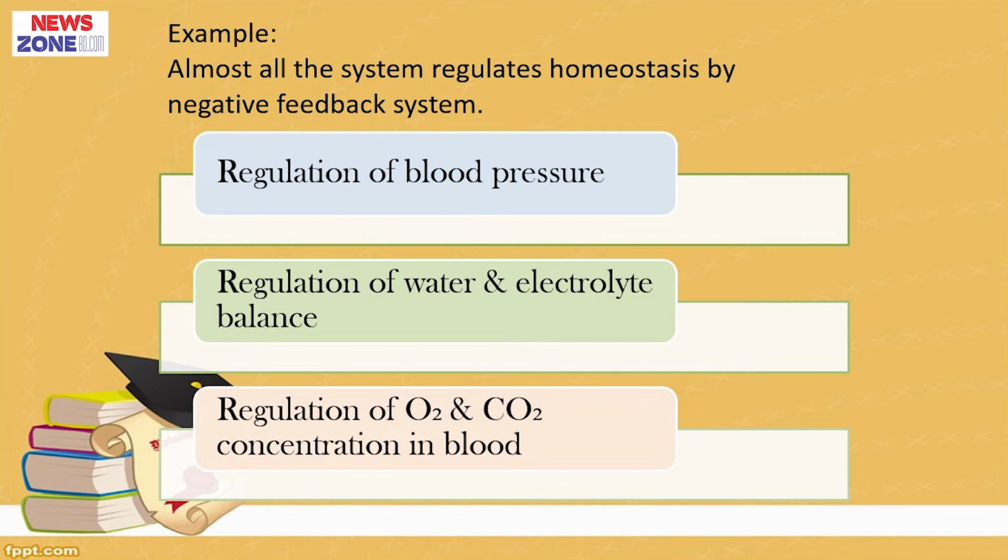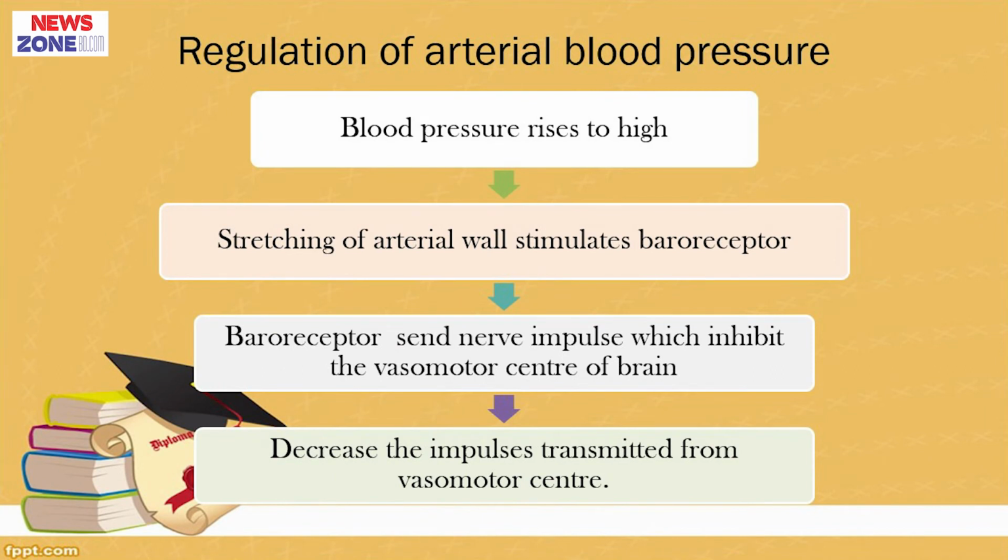Almost all the systems regulated in our body are controlled by negative feedback mechanisms, like regulation of blood pressure, regulation of water and electrolyte balance, and regulation of oxygen and carbon dioxide concentration in the blood. Now we are going to discuss the regulation of blood pressure.